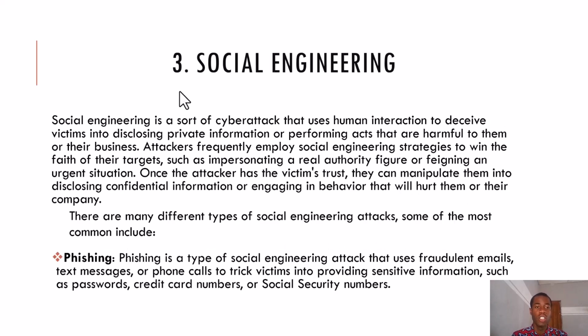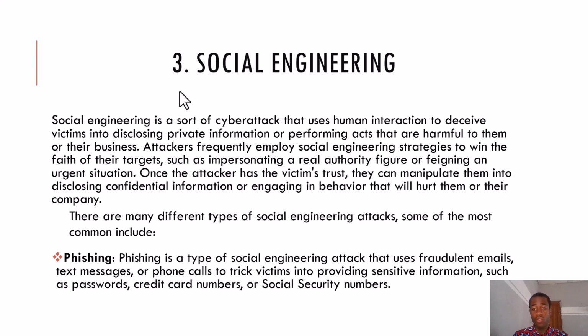Now, let's go to social engineering. We've already mentioned this when we were talking about phishing. It's a sort of cyber attack that uses human interaction to deceive victims into disclosing private information or performing acts that are harmful to them or their business. Attackers frequently employ social engineering strategies to win the faith of their targets, such as pretending to be somebody of royal authority or something like that. With the victim's trust, they can manipulate the person, get their confidential information, and use it against them.